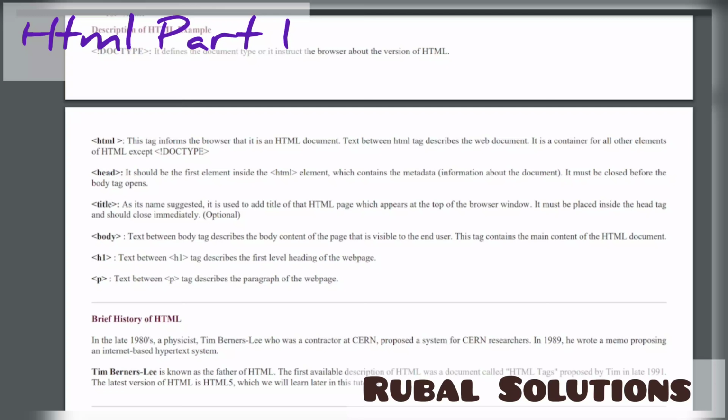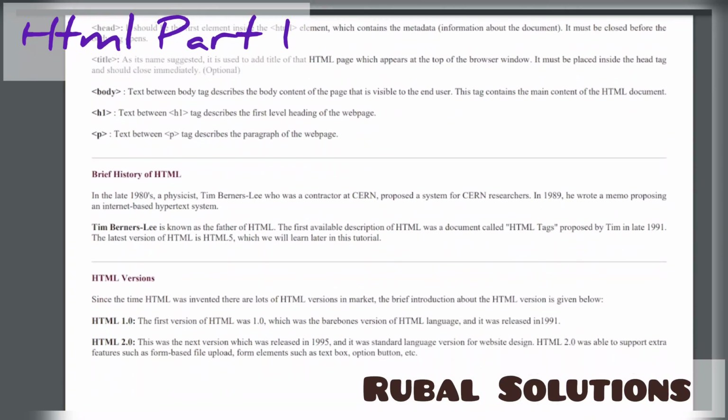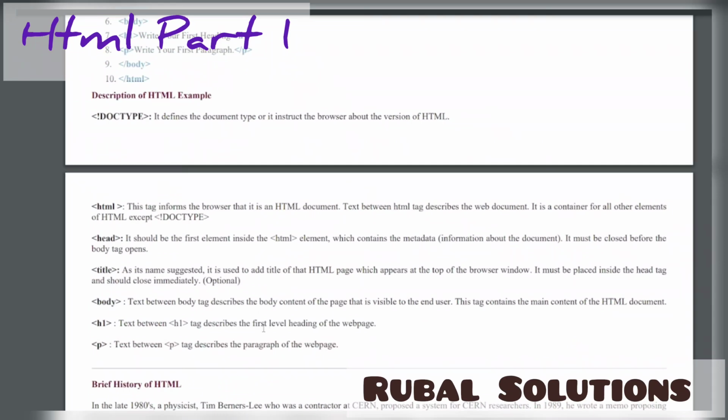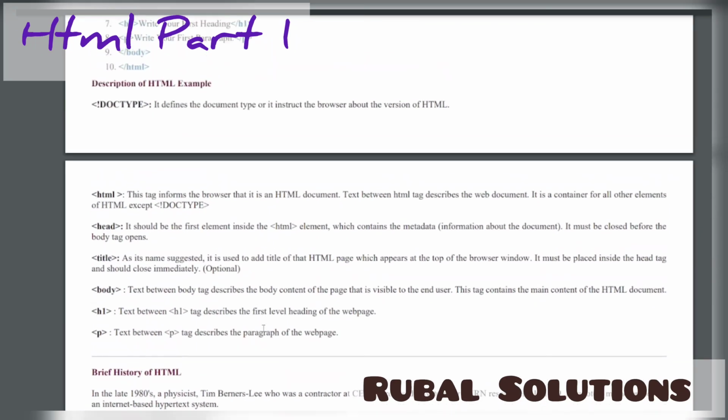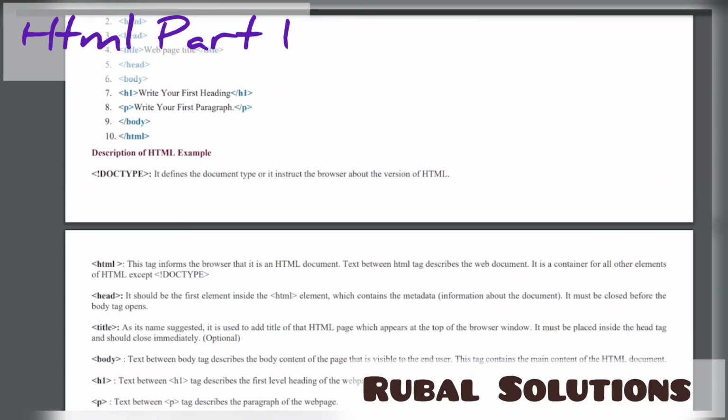Body. Text between the body tags describes the body content of the page that is visible to the end user. This tag contains the main content of the HTML document. H1. The text between the H1 tag describes the first level heading of the web page. P. Text between P tags describes the paragraph of the web page.